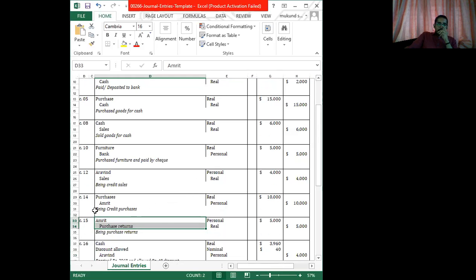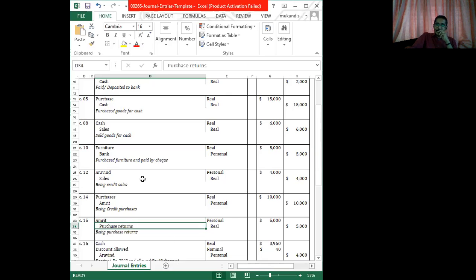Now coming to December 15th, he returned goods to Amrit rupees 5,000. So that is purchase returns. If you see purchase returns, the journal entry will be Amrit account debtor to purchase returns. Amrit is a personal account and we are giving back our purchases, so Amrit has been debited, and purchase returns is a real account.